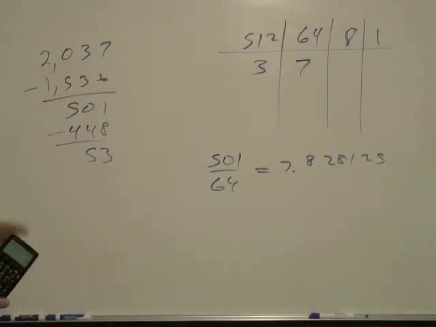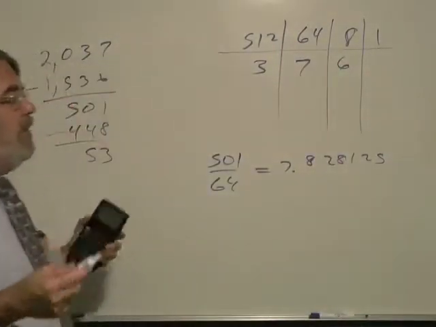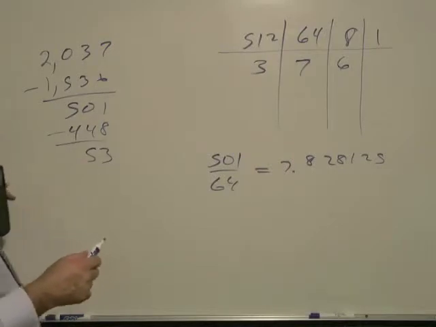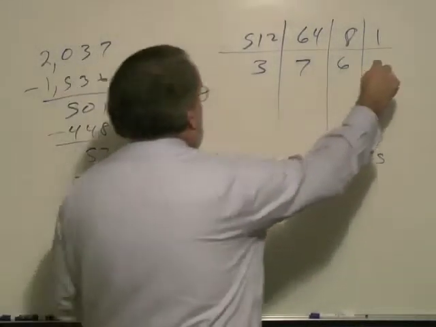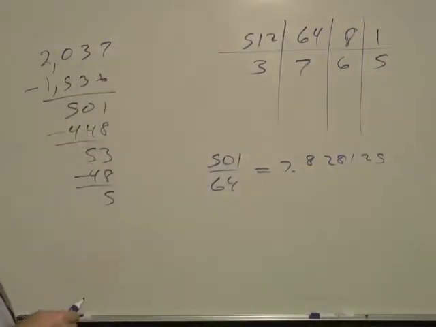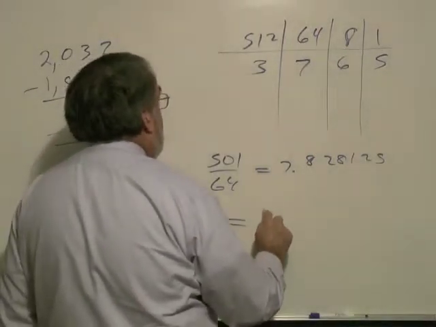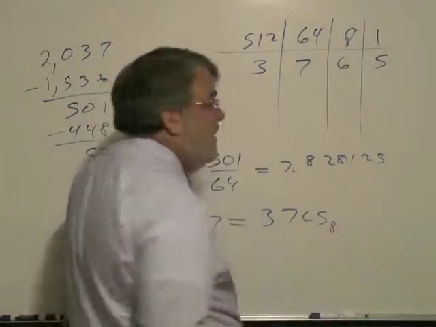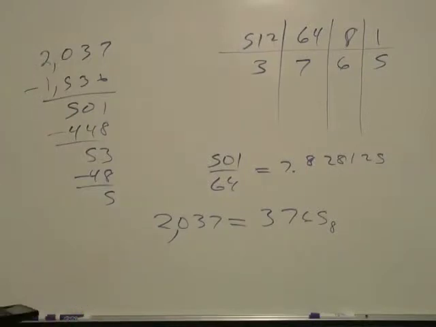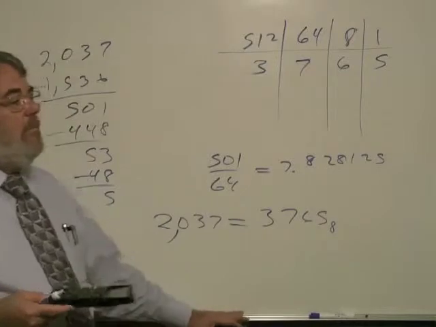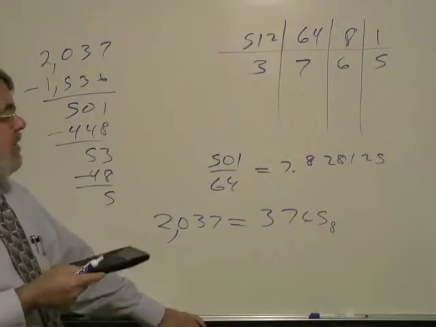And then how many times does 8 go into 53? 6 times. Now this, I hope you don't need a calculator for, but if you do, pull it out. 6 times 8 is 48. And when I subtract, I get a remainder of 5. So my last digit is 5. All right, so 2037 equals 3765 base 8. Okay, there it is. So anyway, kind of a large number for probably what you would face in computer science. But anyway, it's good to know how to use all this, I think.